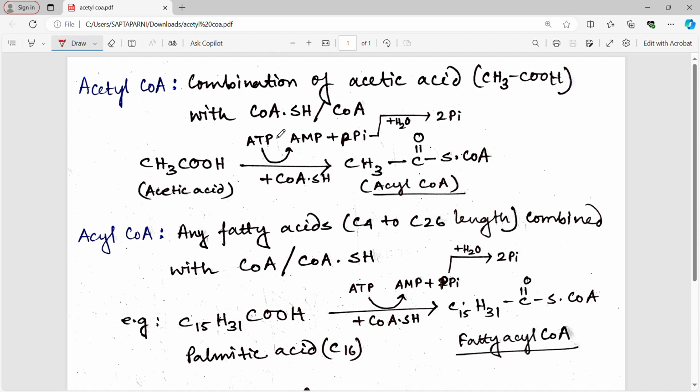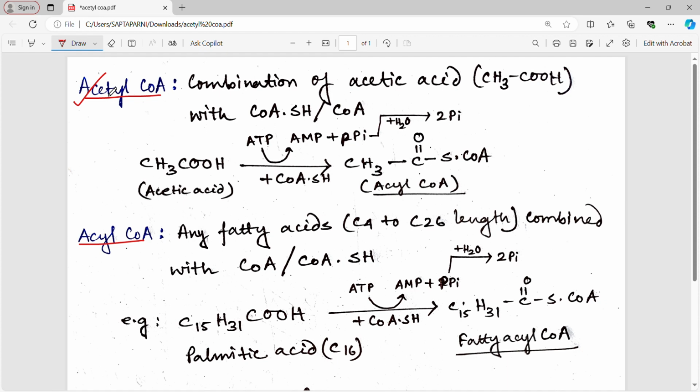So in today's video we are going to learn about the difference between acetyl CoA and acyl CoA. You may have heard about these two terms in your biochemistry syllabus, where acetyl CoA is mainly related to the Krebs cycle, where the pyruvate gets changed into acetyl CoA, and this acetyl CoA reacts with oxaloacetate to form the first component of the Krebs cycle, that is citrate.